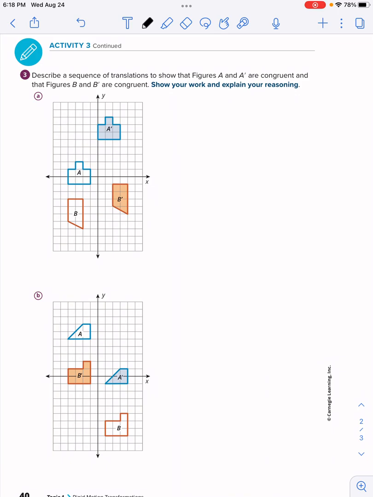All right, and number 3, describe a sequence of translations to show that figure A and A prime are congruent. Same thing for B and B prime, they're congruent as well. So it's already telling us that the figures that we translate are all going to be congruent. Now, we're not going to do all 4, which is 2 for A, 2 for B. Let's just narrow our options down. We'll do A's. We'll cross off the B's.